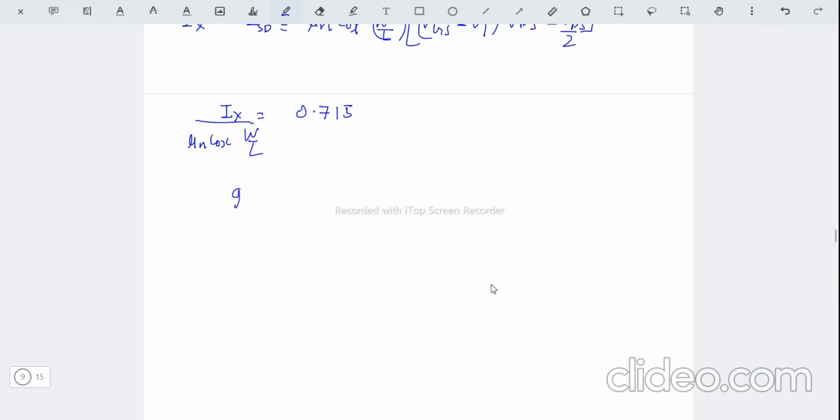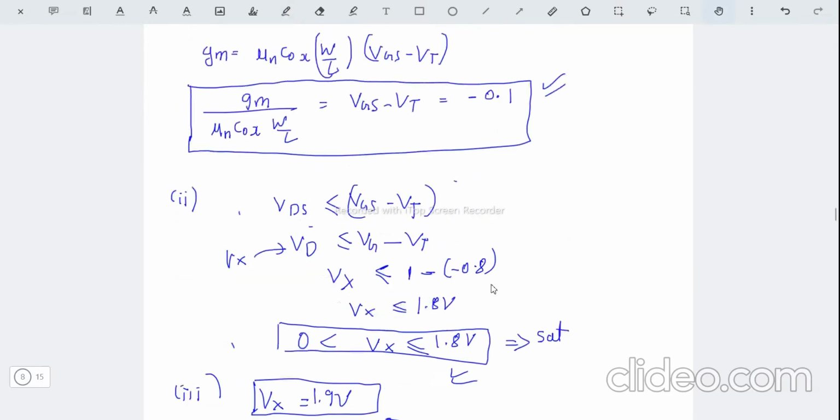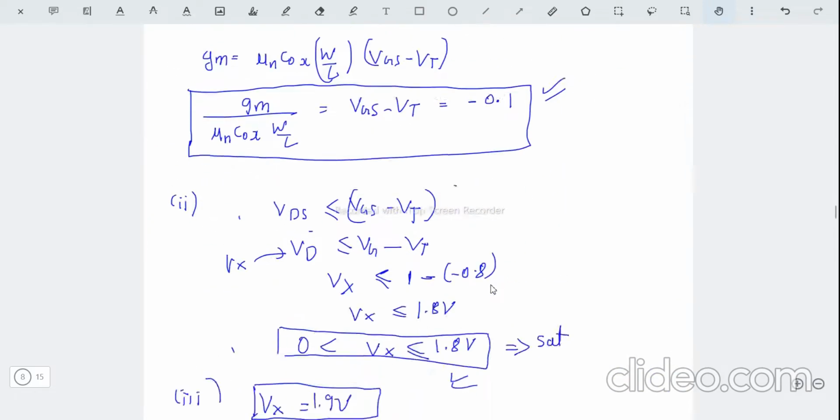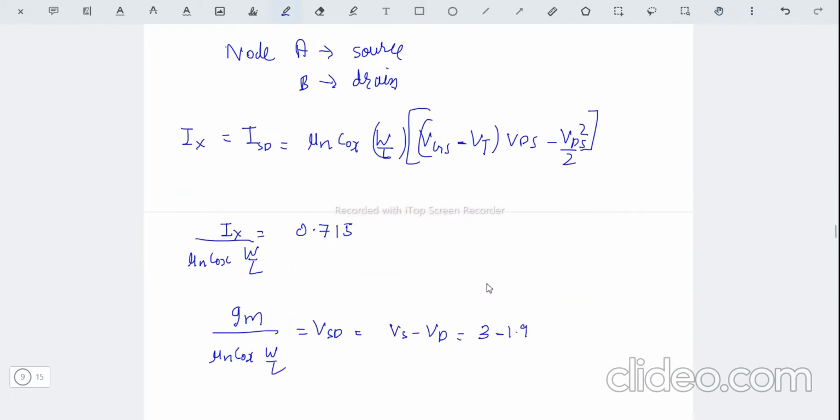Similarly, for transconductance, which is the normalized value of transconductance, mu n Cox W over L VSD. So this would be around Vs minus Vd. So Vs, which is at highest potential, that is 3 volts, minus Vd, which is at 1.9 volts. Node B is at the drain terminal, which is Vd, and this is 1.9 volts. So 3 minus 1.9 volts would be 1.1.